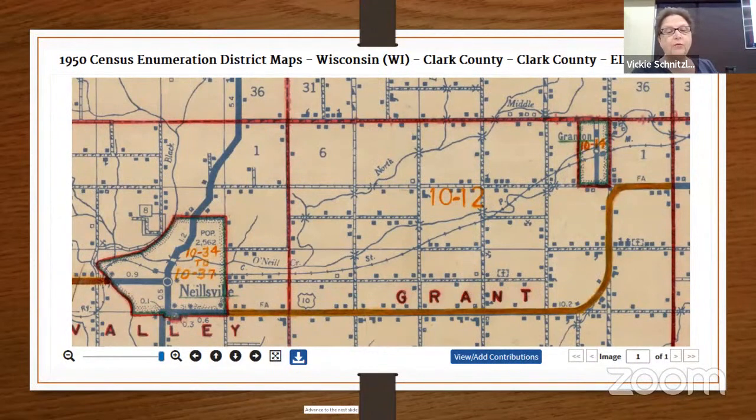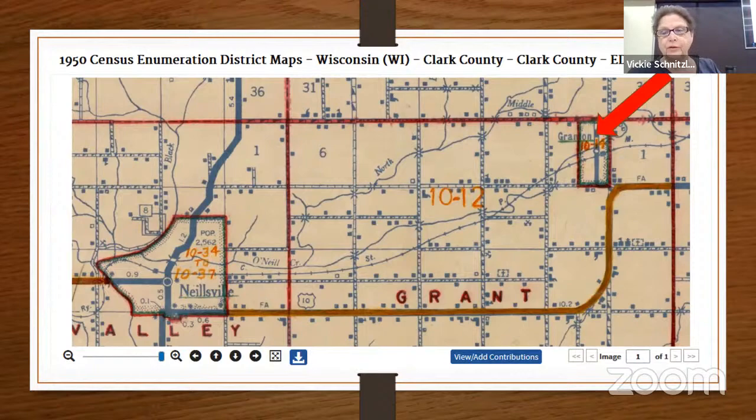But we're going to follow Highway 10 out to Granton. Granton is right up by the box where I'm up on the screen. And Granton has 1 enumeration district, 10-14. Piece of cake. Now that's what our mailing address was, but we didn't live in the village itself. We lived out in the country. So Natalie, next screen, please.